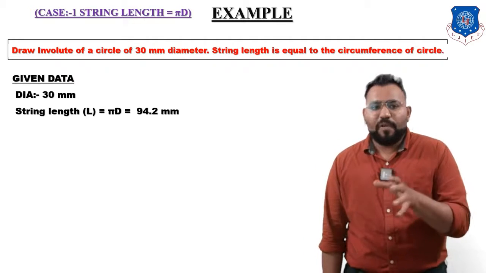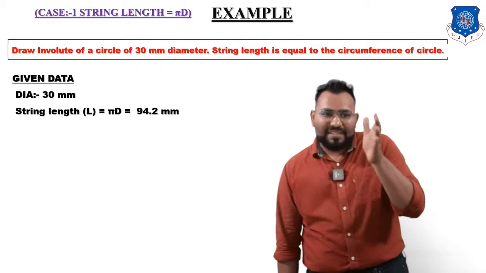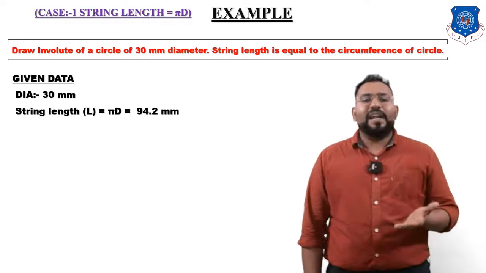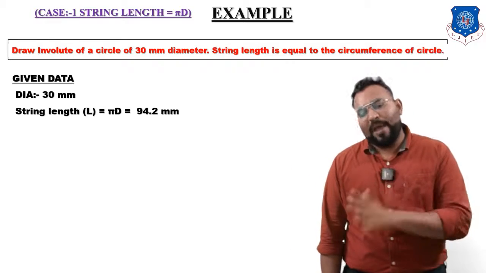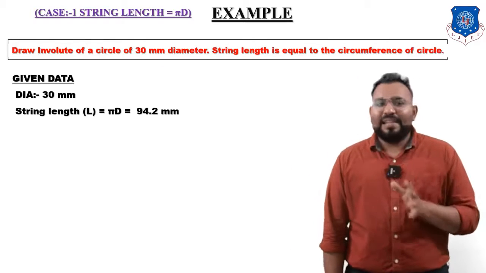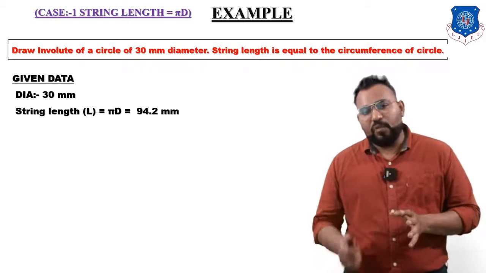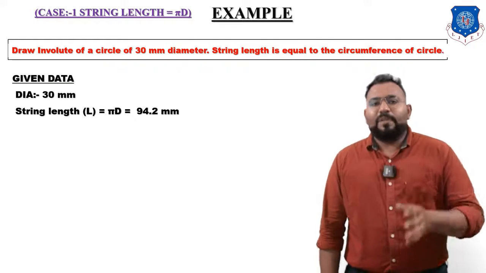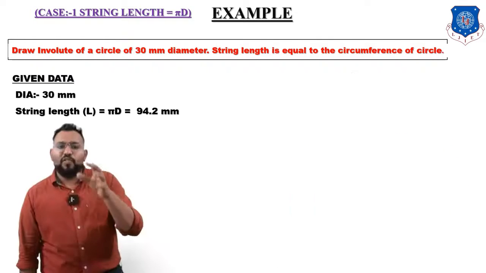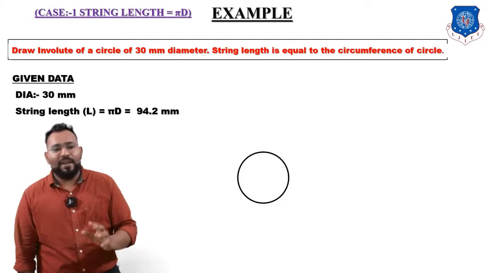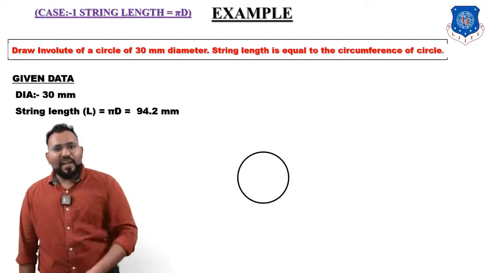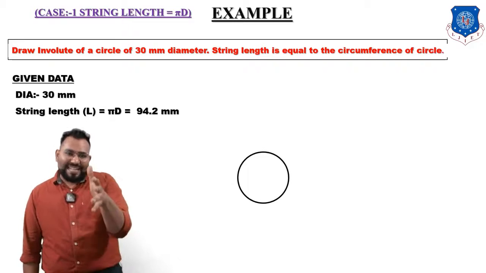So pi is 3.14 and diameter d which we have is 30 mm. Multiply it and you will get answer 94.2 mm. So you have to take a string length L is equal to 94.2 mm. So let us draw the example. First you have to draw a circle of 30 mm diameter. So first draw a circle of 30 mm diameter just like this.